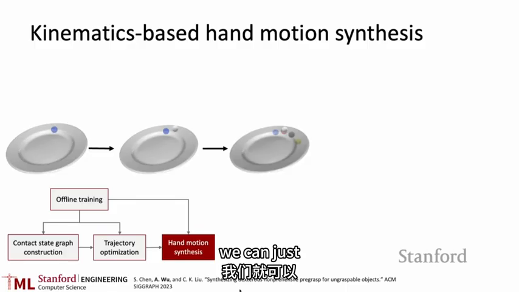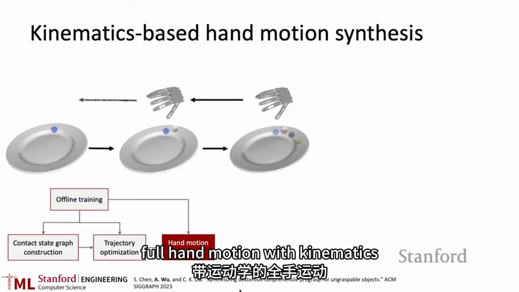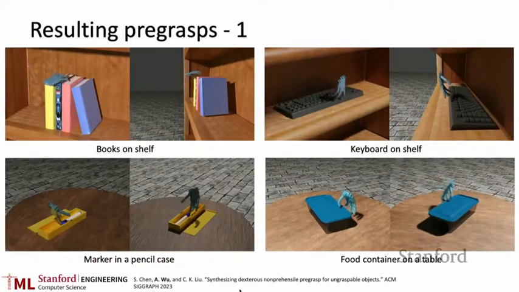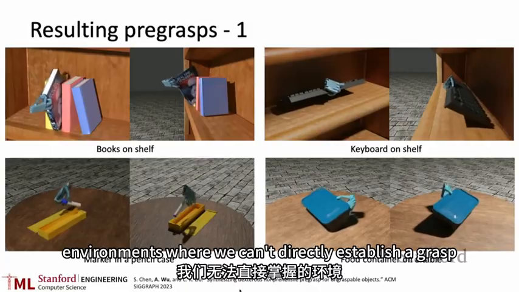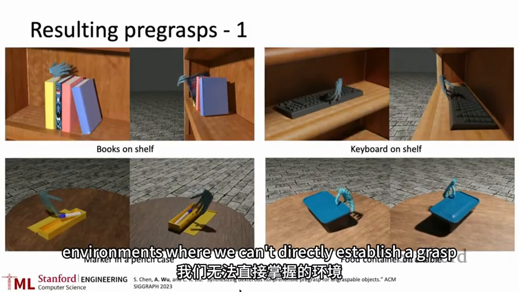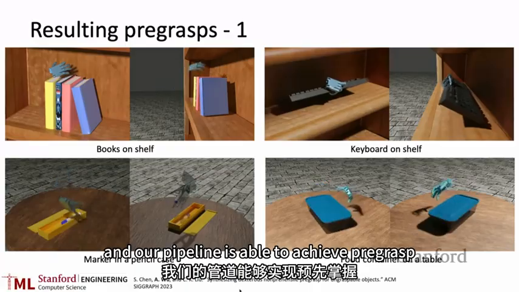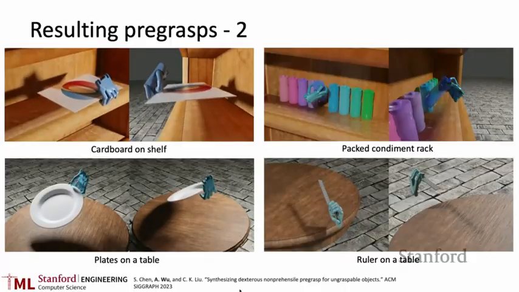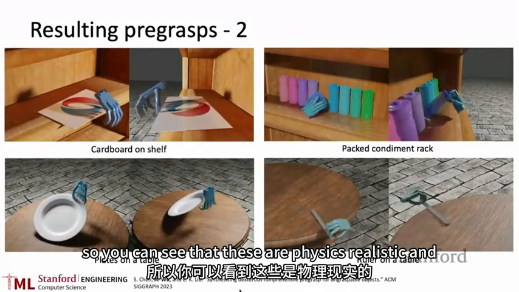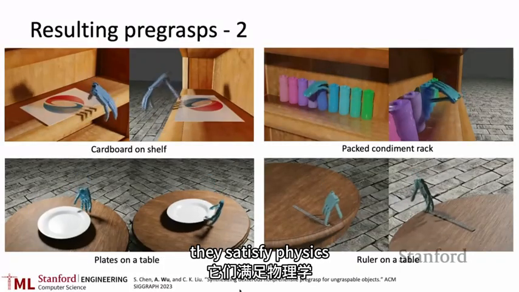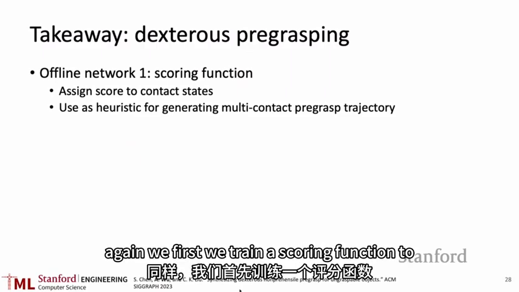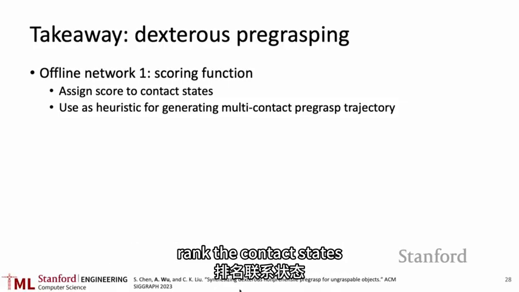And so lastly, now that we have the fingertip contact locations, we can just synthesize the full hand motion with kinematics. And that looks like this. And so we tried this on a lot of environments where we can't directly establish a grasp. And our pipeline is able to achieve efficient pre-grasp planning. And so you can see that these are physics realistic, and they satisfy physics.